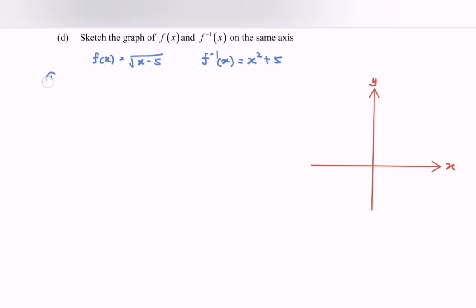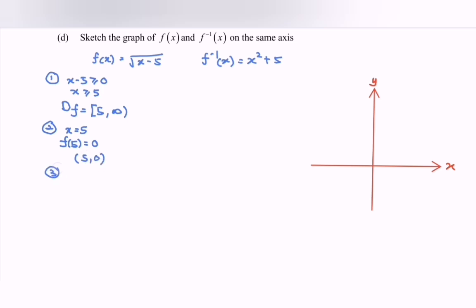Step number 1, find the domain. Since we have the square root, x minus 5 is greater than or equal to 0, so x is greater than or equal to 5. So the domain for f is 5 to infinity. Second step, we have the starting point. The starting point will be x equals 5. If we substitute, we have f(5) equals 0. So the starting point will be (5, 0).